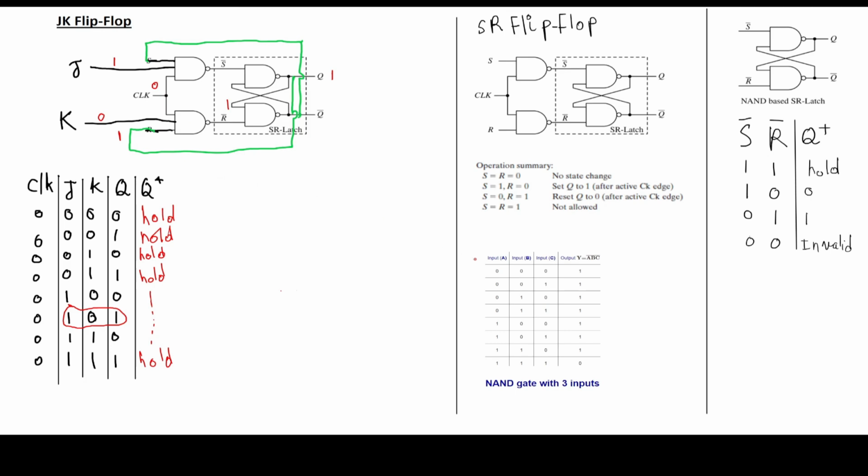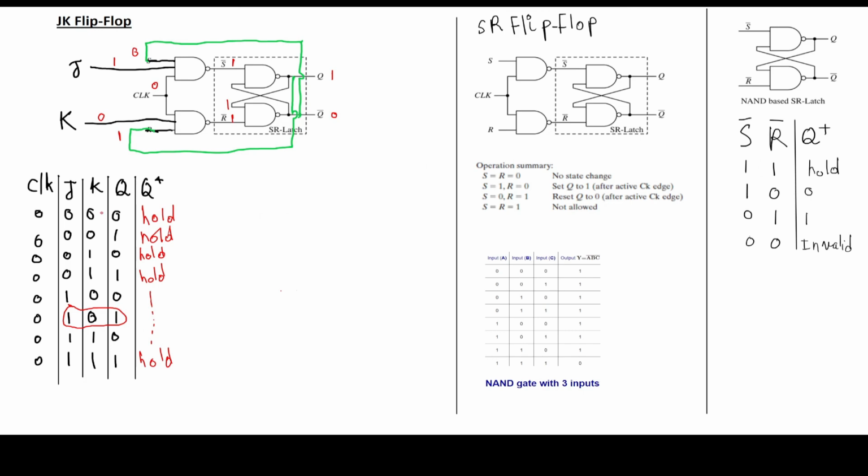We have 2 zeros and 1. So from the table, the output will be 1. So R bar is 1. For the NAND gate, when we have two inputs, 1 and 1, the output will be 0. So this Q bar will be 0. Now Q bar will be an input for the top NAND gate. So the top NAND gate, we have 2 zeros and 1. When we have 2 zeros and 1, the output is 1. So S bar is 1. So as we saw, S bar is 1, R bar is 1. So we are following this case here. So we have also hold.